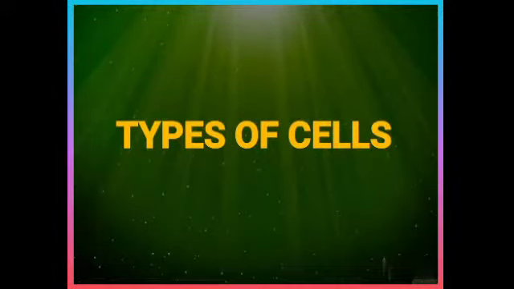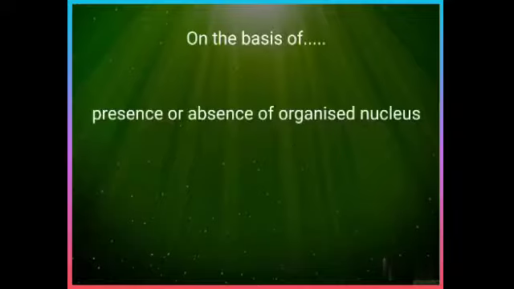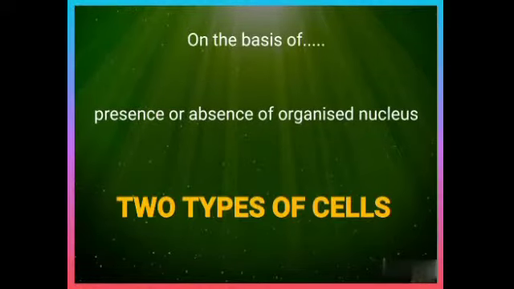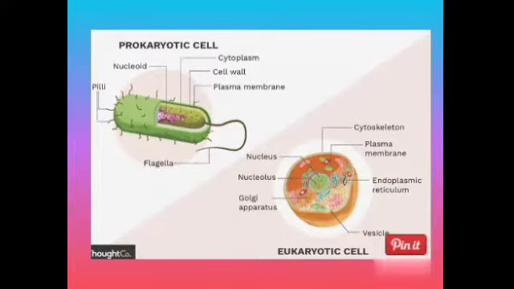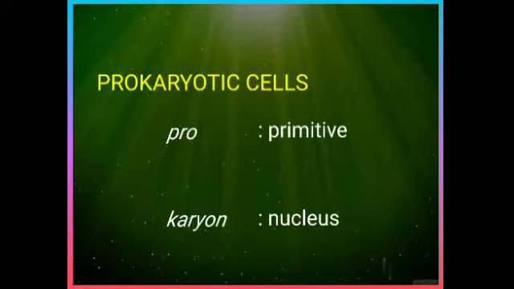Now let's know about different types of cells. On the basis of presence and absence of organized nucleus, two types of cells have been recognized. These are prokaryotic cells and eukaryotic cells. Prokaryotic cells. Pro means primitive and karyon means nucleus. Prokaryotic cells means cells having primitive nuclei.